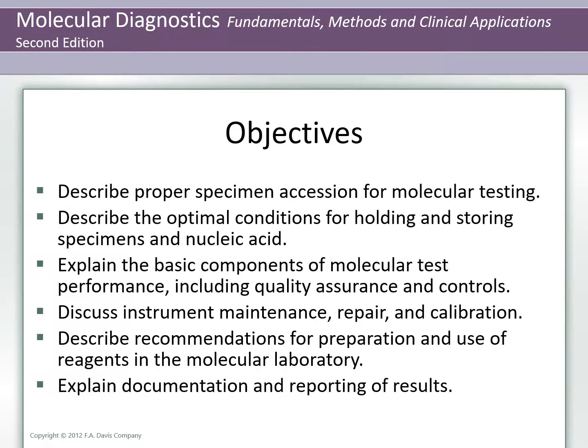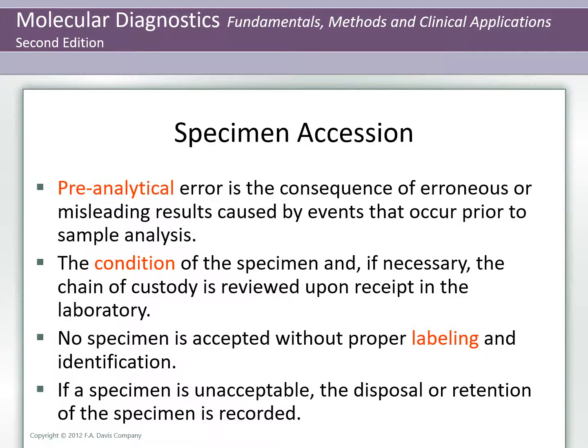The objectives we'll be covering in this chapter are describing proper specimen accessioning for molecular testing, describing the optimal conditions for holding and storing specimens and nucleic acid, explaining the basic components of molecular test performance, including quality assurance and controls, discussing instrument maintenance, repair, and calibration, describing recommendations for preparation and use of reagents in the molecular laboratory, and explaining documentation and reporting of results. Some of the concepts we'll be covering are applicable to all clinical laboratory testing, and some are specific to molecular.